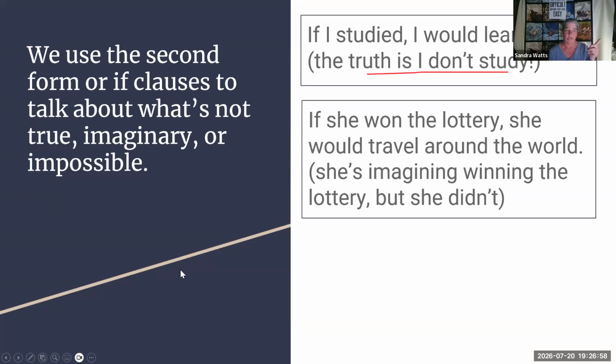if she won the lottery, she would travel around the world. But the truth is, she hasn't won the lottery. She's just imagining it. She's saying it's probably never going to happen, but I'm imagining if she won the lottery, this is what she would do.